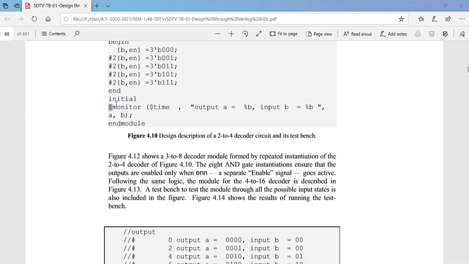So what we want to do is monitor from the initial onwards based on the time, and output A is equal to whatever we write here, that will be printed there. Based upon the output we are selecting, it is going to produce output and print it in your simulation window, the console window. So input B is equal to A comma B. We are going to end the module.